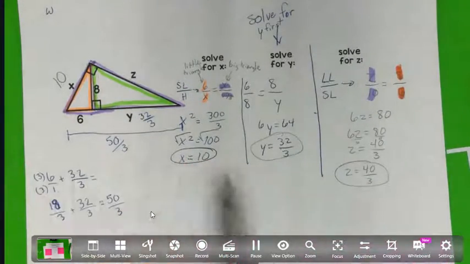So fractions are not the prettiest things in the world, but that is the correct answer. And that is all for Unit 7.1 notes.